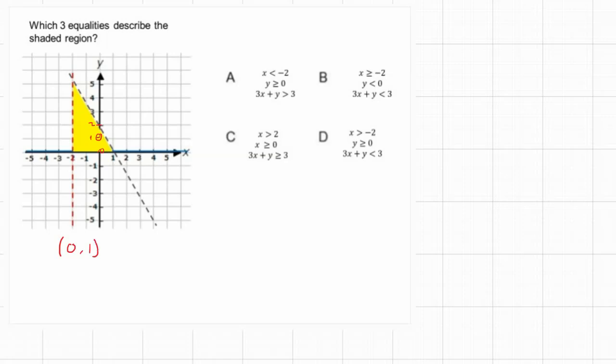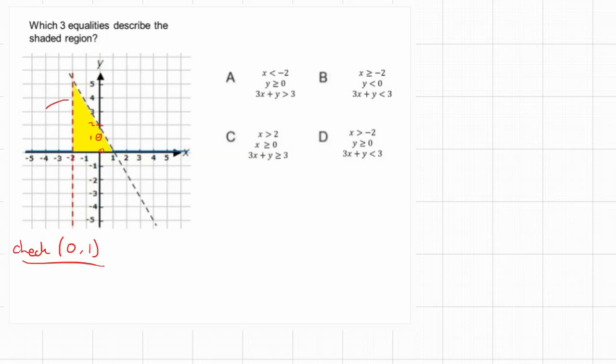Notice how I'm picking really, really easy numbers. I'm not picking -1, -3. I mean, they're still not bad numbers, but if you can substitute in 0, why not? So let's check that. First, let's check that these lines are drawn correctly.